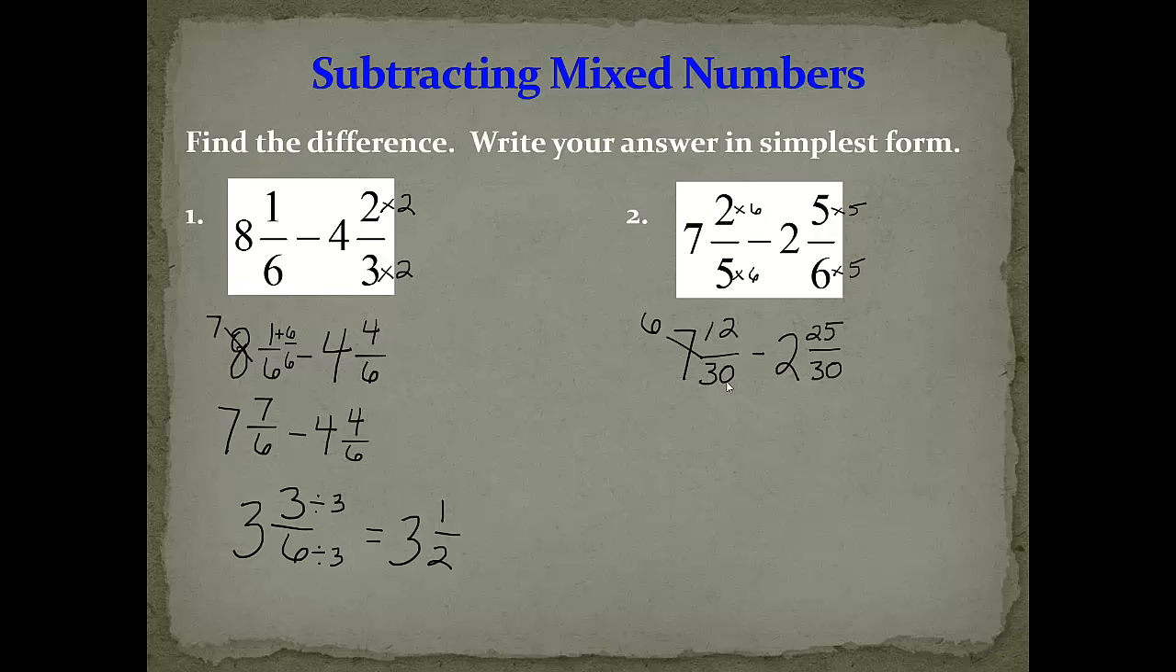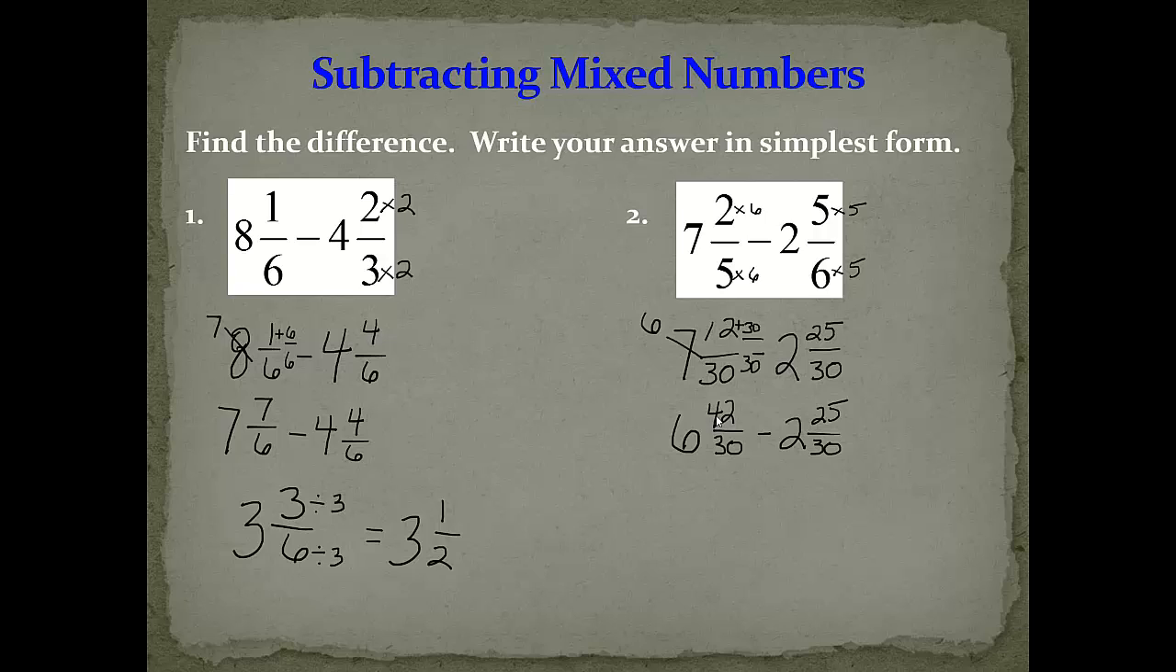So when we borrow 1 whole, we borrow 30/30. Since we already had 12/30, and we borrow 30/30, we're now going to have a total of 42/30. So this would become 6 and 42/30. And then we're going to subtract 2 and 25/30.